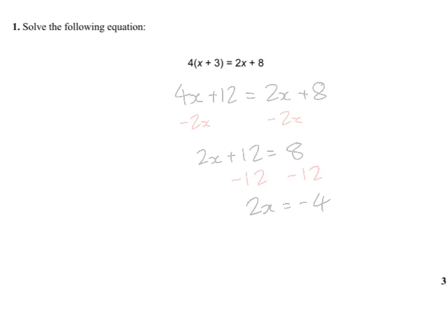Then you're left with just two terms, 2x and 4, and when they're on opposite sides of the equal sign, there is a negative. So the final answer is x equals -2.